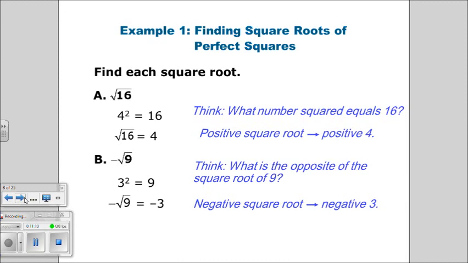So if I have the second example, the negative square root of 9, think about the opposite of the square root of 9. 3 squared, yes. So 3 times 3 equals 9. But the negative square root of 9 equals negative 3. The negative square root means negative 3, exactly as mentioned here.